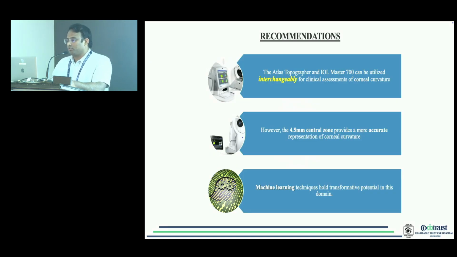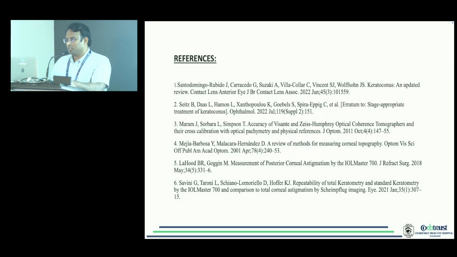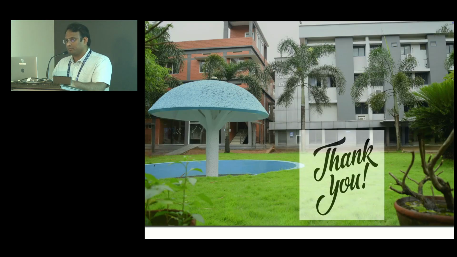Recommendations are that the topographer and IOL Master 700 can be utilized interchangeably for clinical assessments of corneal curvature. However, the 4.5 mm central zone provides a more accurate representation of the corneal curvature. Machine learning techniques hold transformative potential in this domain. These are my references. Thank you.